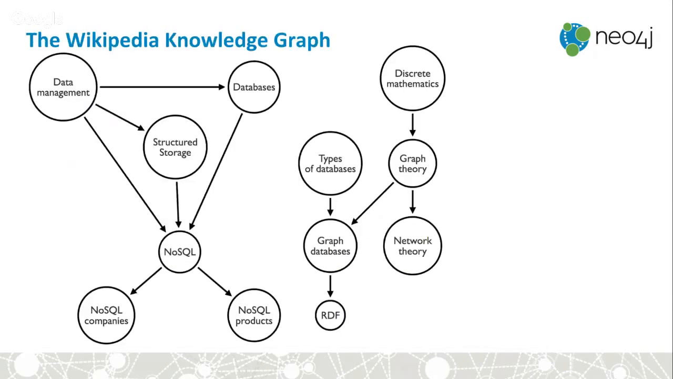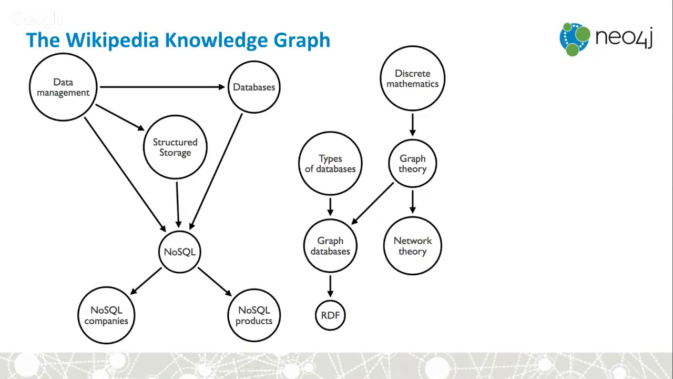So we can actually see that a little bit if we continue with our manually constructed graph. We can see a little bit of what Jesus just mentioned on this diagram. You can see that NoSQL has structured storage as a parent and data management as a parent, but structured storage also has data management as a parent. And then the same thing for databases. Databases is a parent of NoSQL, but it's also a child of data management, which is a parent of NoSQL.